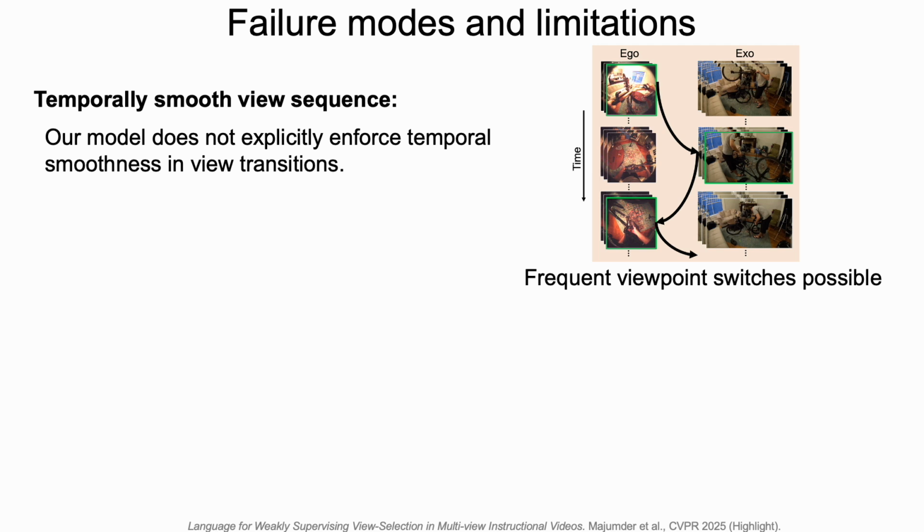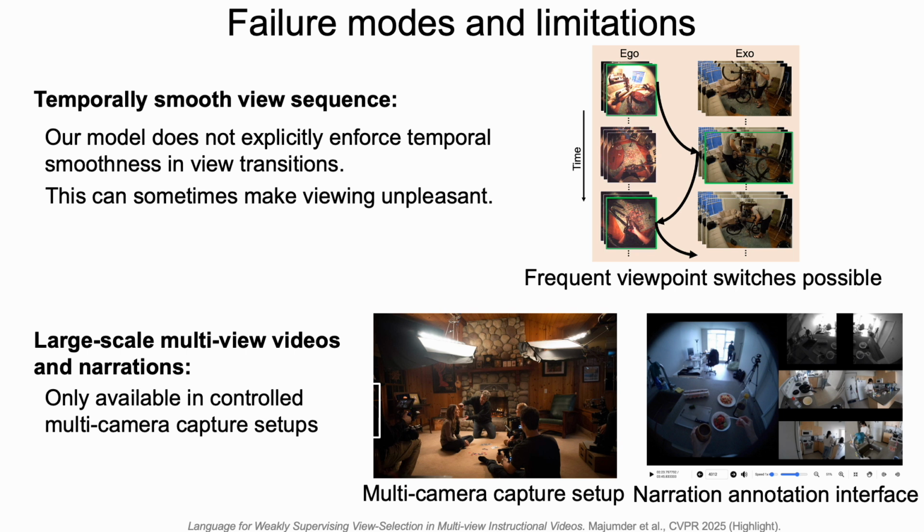First, our model doesn't explicitly enforce temporal smoothness in view transitions. These can sometimes lead to sudden view changes, which could lead to an unpleasant viewing experience, even though human editors are also known to make such hard cuts to maximize informativeness. The trade-off between view quality and viewing pleasure is an important aspect of view selection that needs to be rigorously studied in future work. Moreover, our model requires large-scale multi-view video and narration pairs for training. Even though multi-view videos and narration pairs are pretty general purpose, they can only be obtained in controlled multi-camera capture setups. Despite these limitations, LangView is a promising first step in view selection in instructional videos.